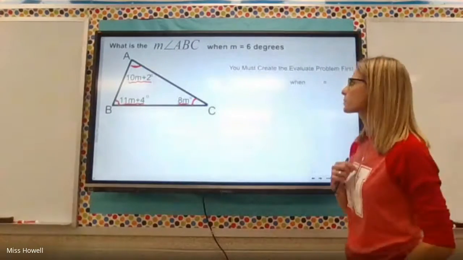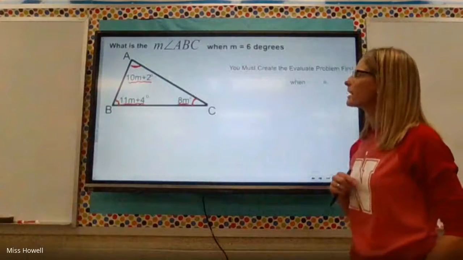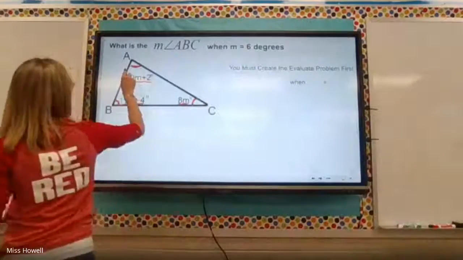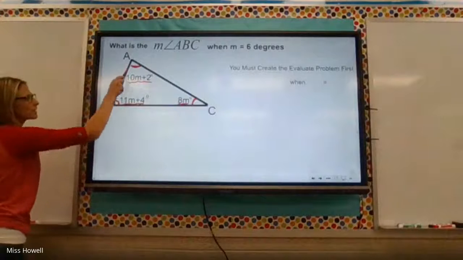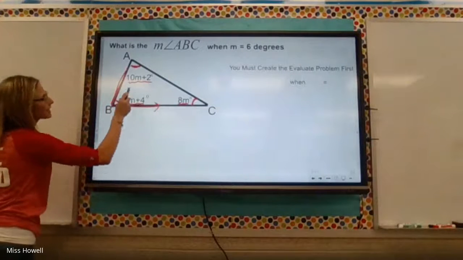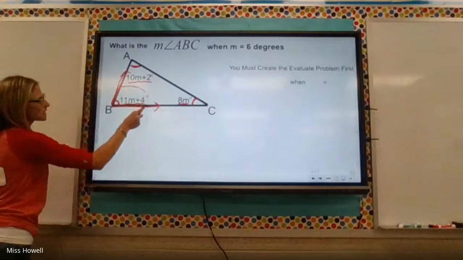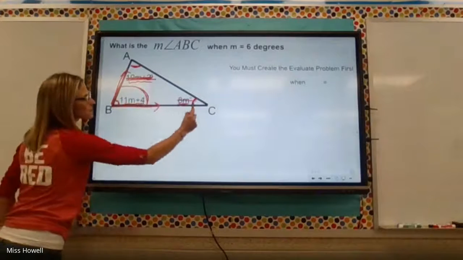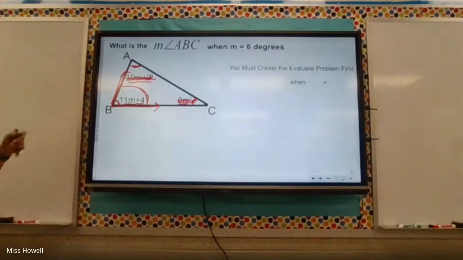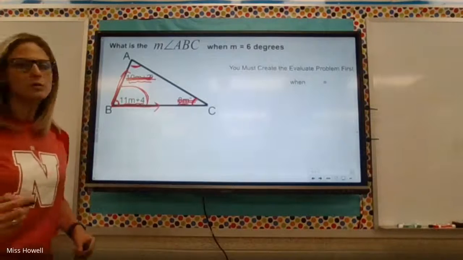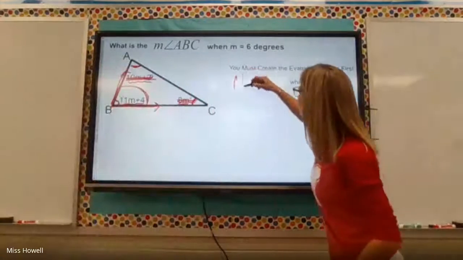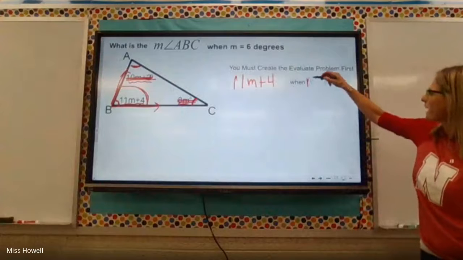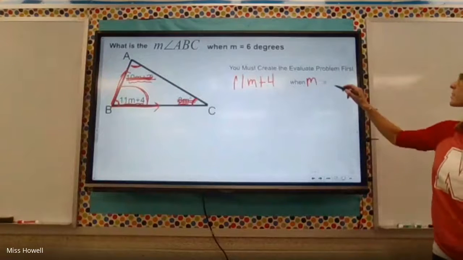So I got to look at the description, which is: what's the measurement of angle ABC? Start here at A, go down to B, and over towards C. Right? That angle right there, which is this guy right here. Which means I don't need this one, and I don't need this one. It wants that bottom corner angle. So all I'm evaluating is the 11m plus 4, which means I need an m amount to substitute in, and I was told that m is 6.